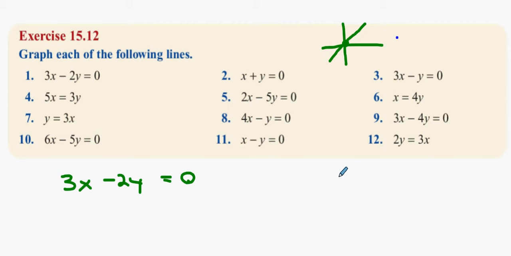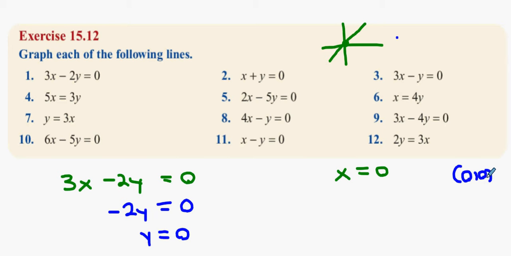So if we do x equals 0, what happens? Minus 2y will equal 0, and then y will have to equal 0. If you did it the opposite way around, what would happen? If you get rid of the 2y, you say 2y equals 0, you'd end up with 3x equals 0, and once again you'd end up with x equals 0. That happens for every single question here. You'll always get 0, 0 for one of your points. Now we're stuck on one point, I need a second point.